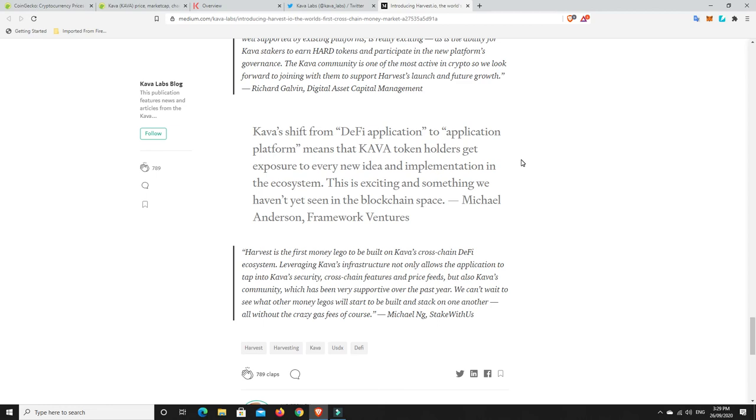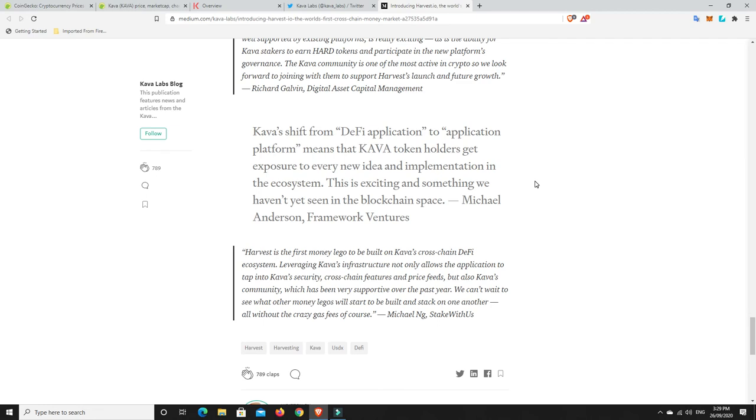This is exciting and something we haven't yet seen in the blockchain space. Michael Anderson from Framework Ventures, so venture capitalists and things like that. And lastly, Harvest is the first money Lego to be built on Kava's cross-chain DeFi. So they will probably end up being something similar to Maker.